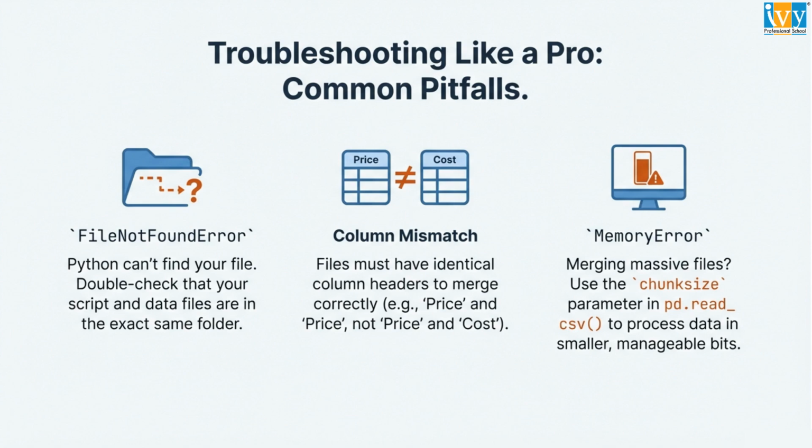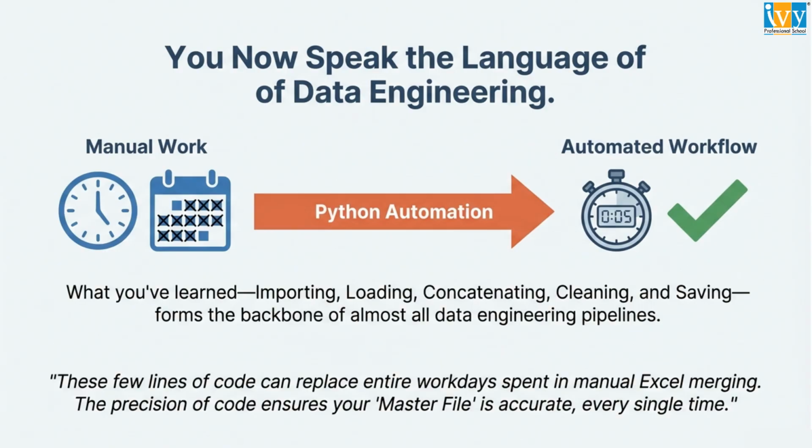When troubleshooting, watch for common pitfalls. A FileNotFound error means Python can't find your data. Ensure your files are in the correct folder. Column mismatches prevent merging, as headers must be identical. For a memory error when merging massive files, use the chunksize parameter in pd.read_csv to process data in smaller, manageable bits. You now speak the language of data engineering.